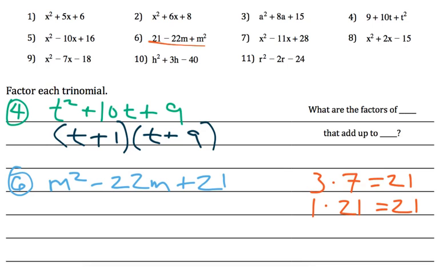And the way that I'm going to get this to work out and add up is if they both are negative. So negative 1 plus a negative 21 would give me negative 22. And when I write this out, I'm going to write m minus 1 times m minus 21. And if I were to FOIL that out, I'd be golden.